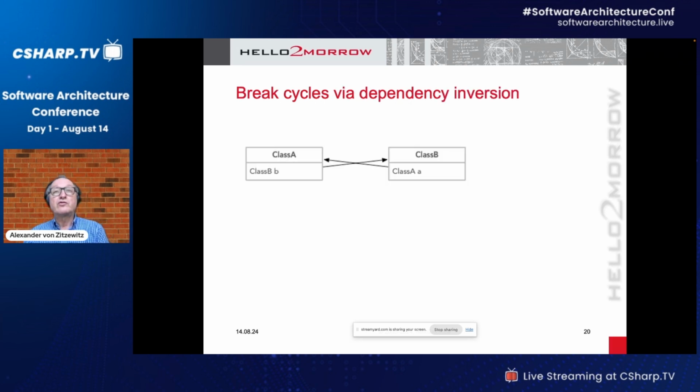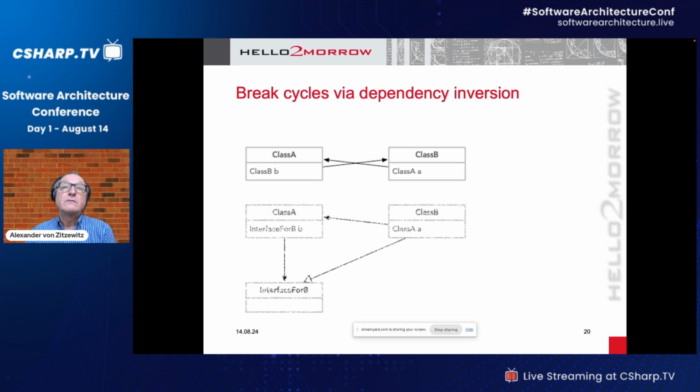The dependency inversion principle is a very famous way to break cycles. So that's a simple cycle between two classes. Class A and class B are using each other. And by just introducing an interface, I can break that cycle. So instead of class A pointing to B directly, it points to an interface for B. That interface is implemented by B. And now we have a cycle-free dependency graph. That's why it's called the dependency inversion principle. Interfaces are really good for inverting the direction of dependencies.